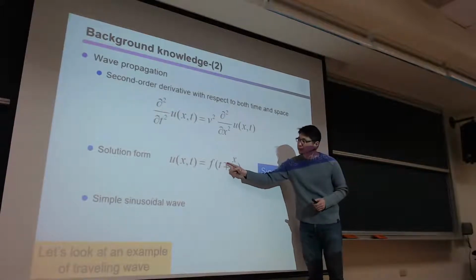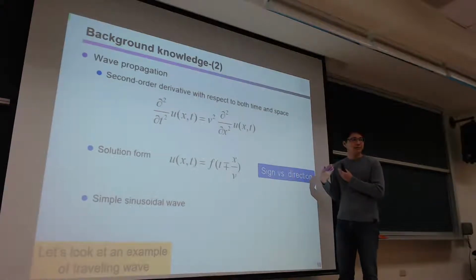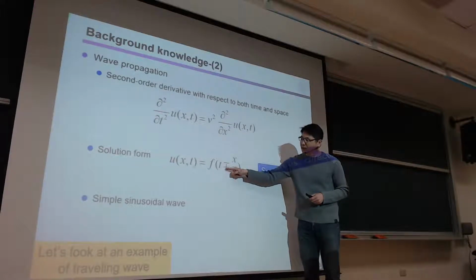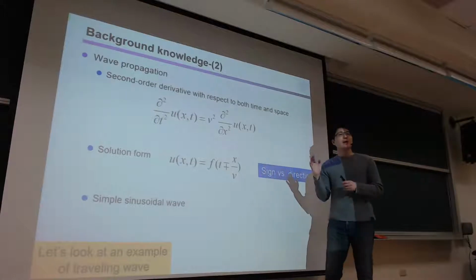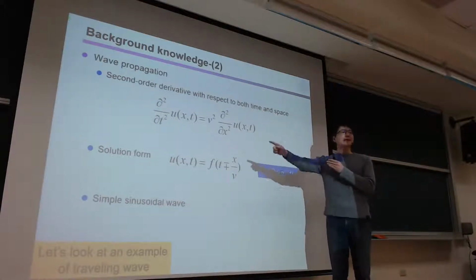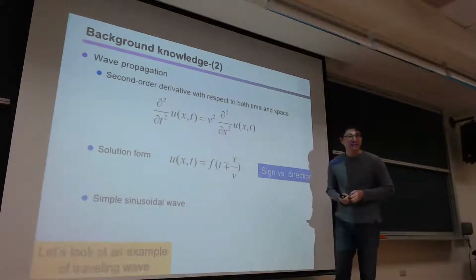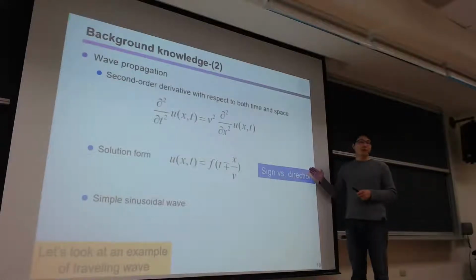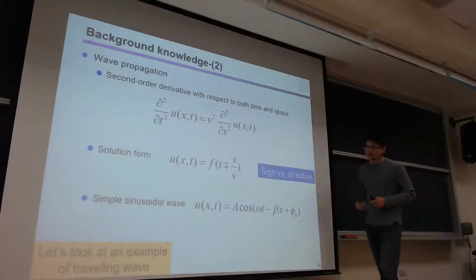If you have t minus x divided by v, you have a forward propagating wave. On the other hand, if you have a plus sign, t plus x divided by v, then you have a wave propagating into the negative x direction. So you have a backward propagating wave. Okay? So the understanding of the sign versus the wave propagation direction is very important. Right? Today, let's move forward.